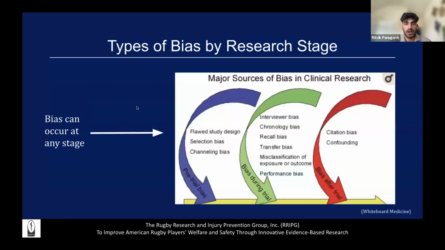There are multiple different types of bias. It depends on which research stage you're in. For example, there's pretrial bias, bias during trial, and bias after trial. In this presentation, we'll go through the different types of biases in each stage.